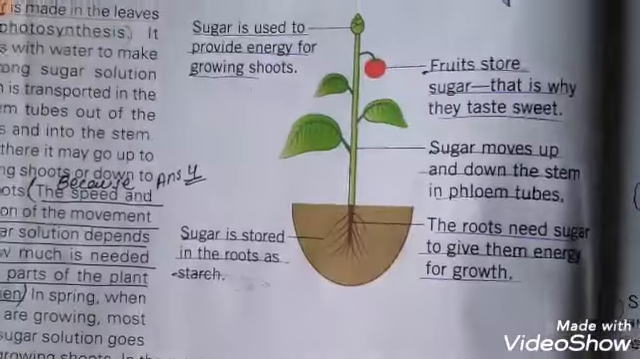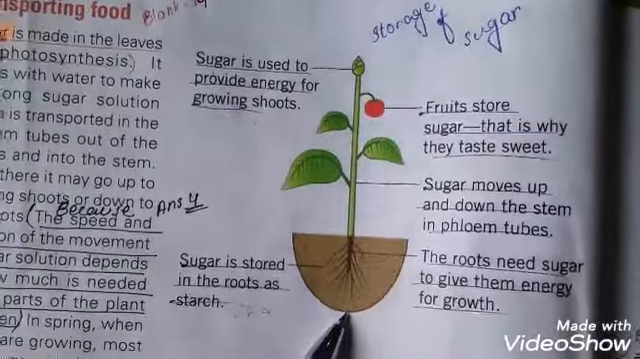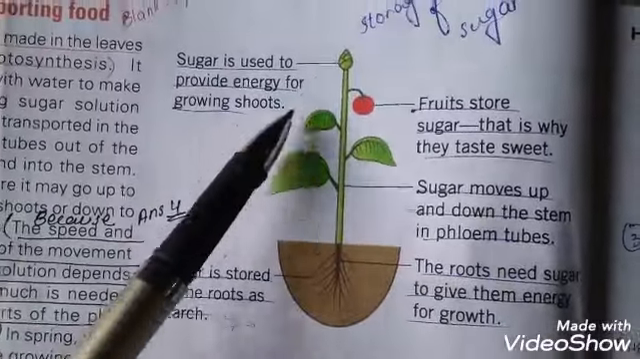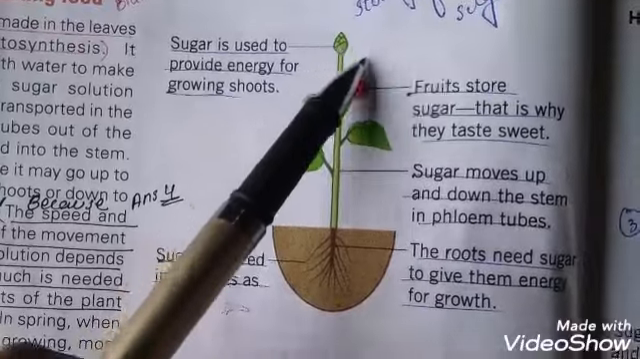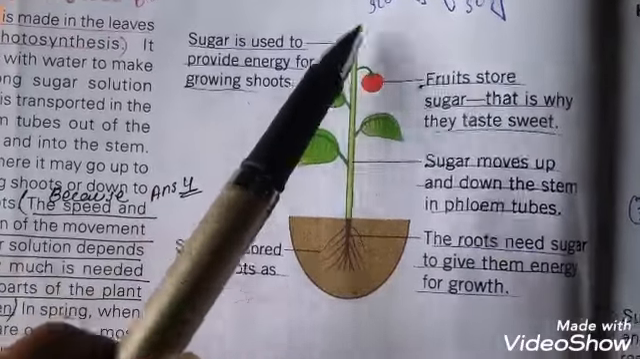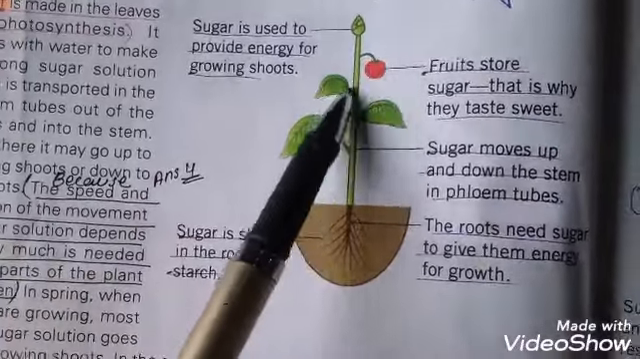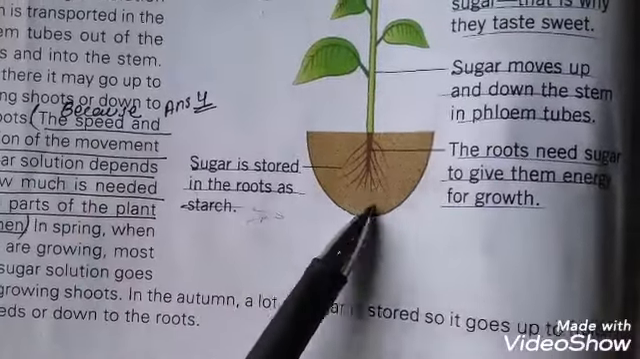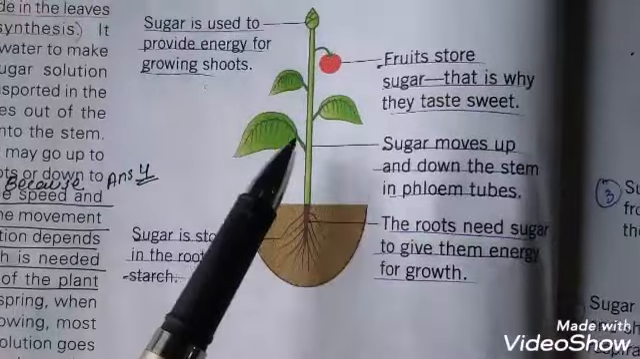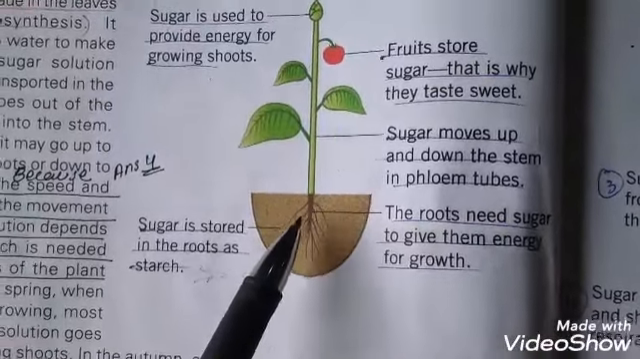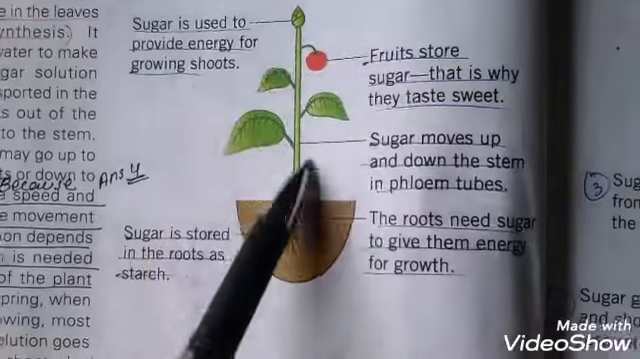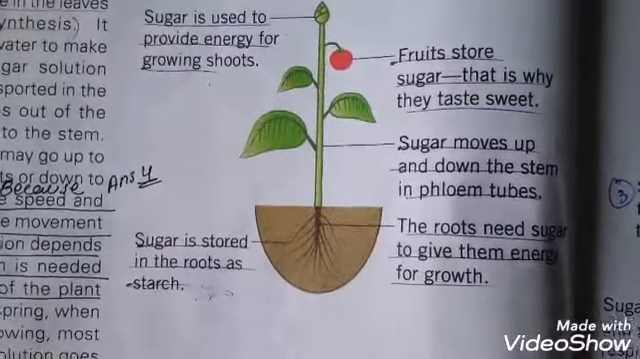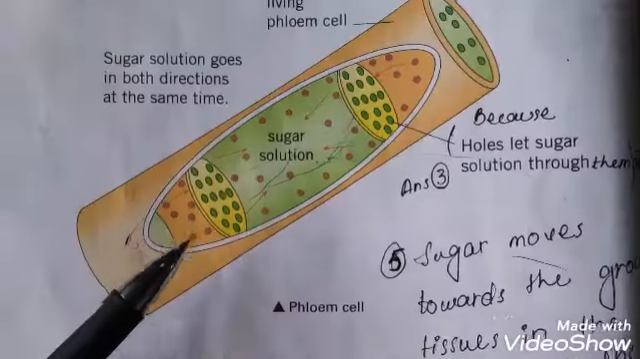In this figure, you can see that a plant's roots are performing different functions. First, the root is used to provide energy to the growing shoots, as we know. Fruits store sugar because they have to become sweet, and sugar is stored in the roots as starch. Now this sugar moves up and down in the stem through phloem tubes, and roots need this sugar to give them energy for their growth.